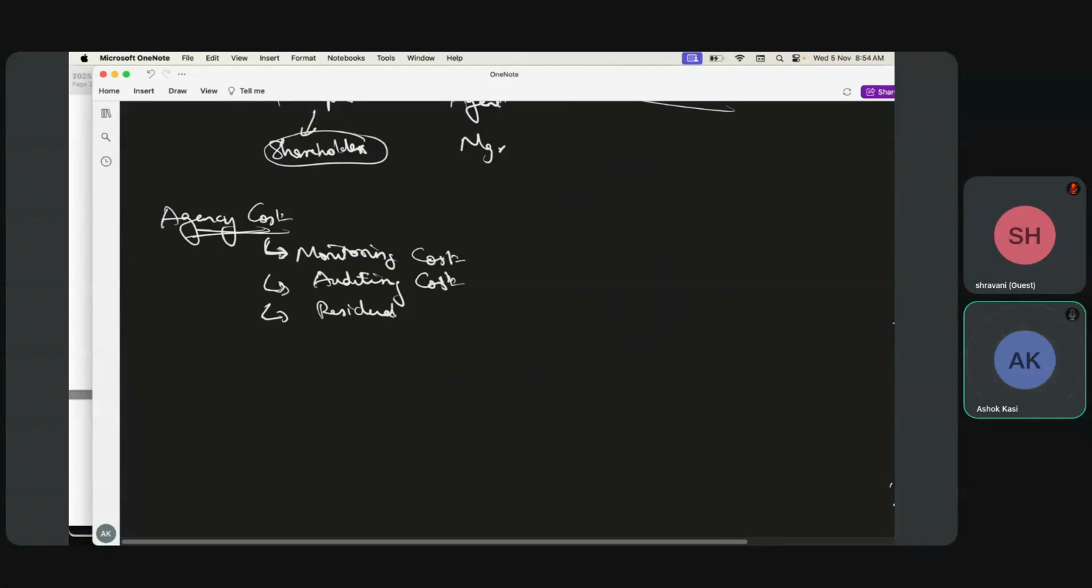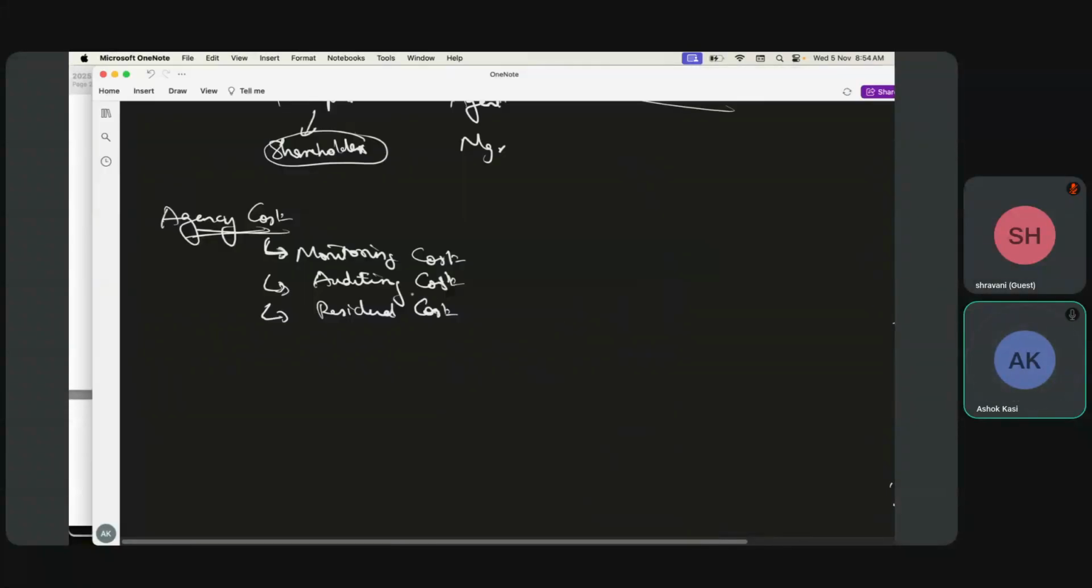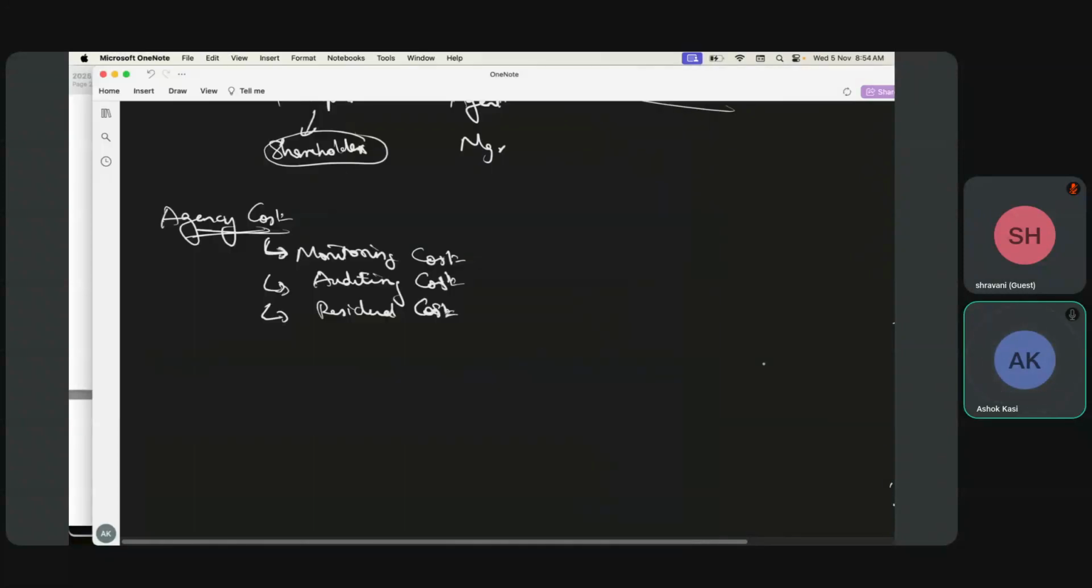Then residual cost. Residual means you have to allow your managers to take risk, innovate, and make new products. And if that product fails also, the shareholders are only getting impacted, right? But you have to allow your managers to do this. Otherwise, the company cannot progress. That is called residual cost. That means opportunity cost of lost business. So like this, various agency costs you have to incur.